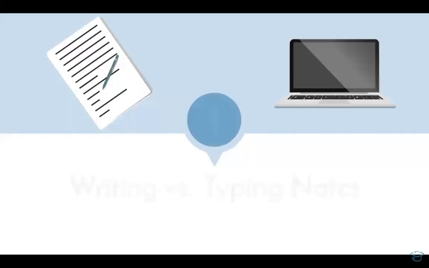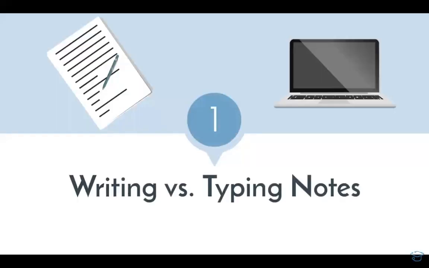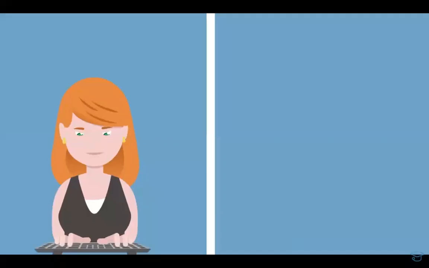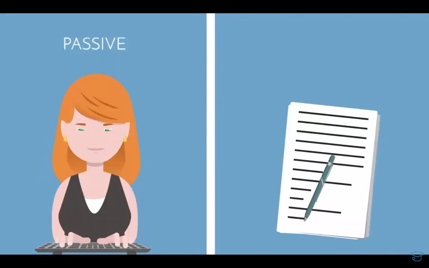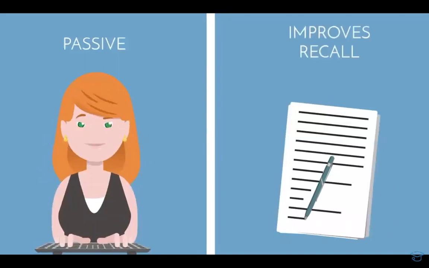First, consider writing versus typing your notes. Each, of course, has its pros and cons. Typing is faster, which sounds great initially, but if you type faster, you are able to transcribe what the professor is saying verbatim. That is not good. This is a very passive way of taking notes. By writing, you generally write much slower, and therefore you have to emphasize the important information and rephrase and organize it into your own words.